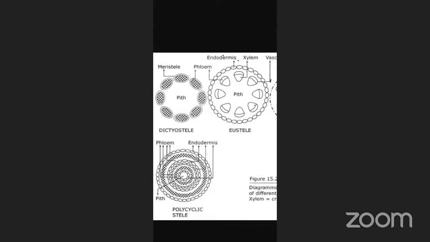So in certain leptosporangiate ferns, in addition the leaf gap perforations are formed in the vascular cylinder, resulting in the formation of the dictyostele. Such a stele is known as a dictyostele.